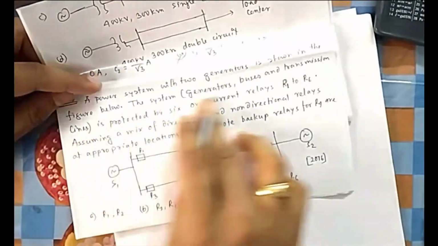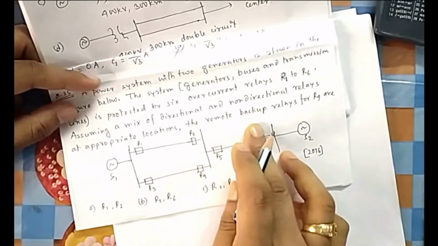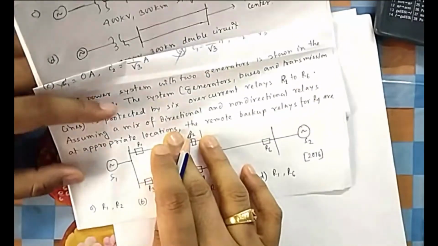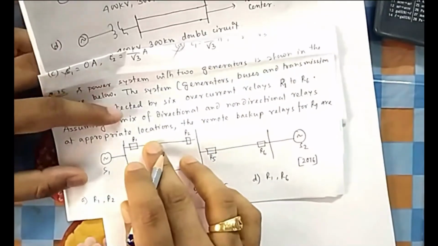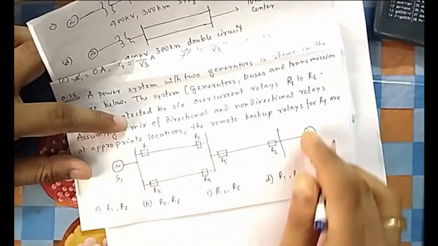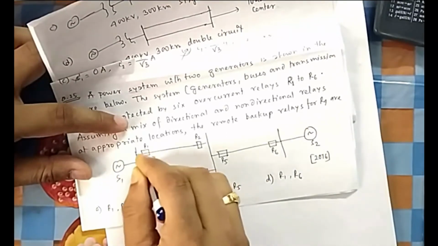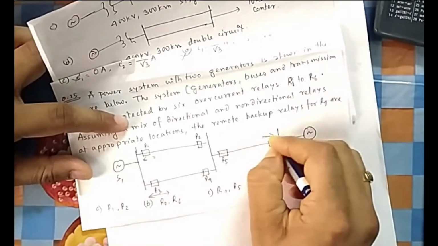Power system of 2 generators. The 2 generators are protected by overcurrent relays. Assuming a mix of directional and non-directional relays, there is an appropriate location. They have not given it. You have to think. So here also, in the first or second question, I have done something like this. The source side will always be bidirectional. So this is your first job. This should be bidirectional. It will operate in both directions.